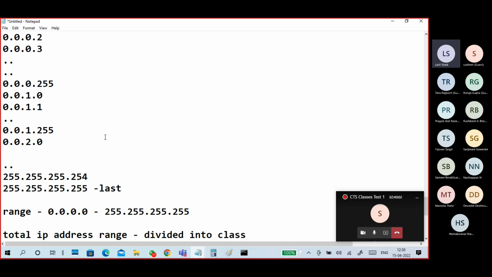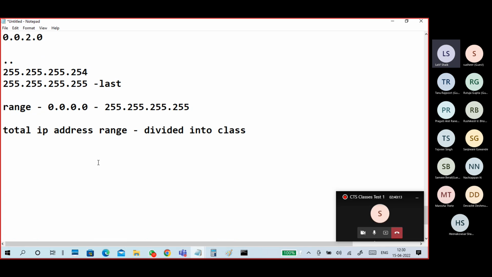Got it? So to manage this further, we divide these IP addresses into classes and use them for different types of purposes. That's why we divided them. That is one kind of reason; there are several other reasons also. But presently, we see what the classes are: Class A, Class B, Class C, Class D, Class E.